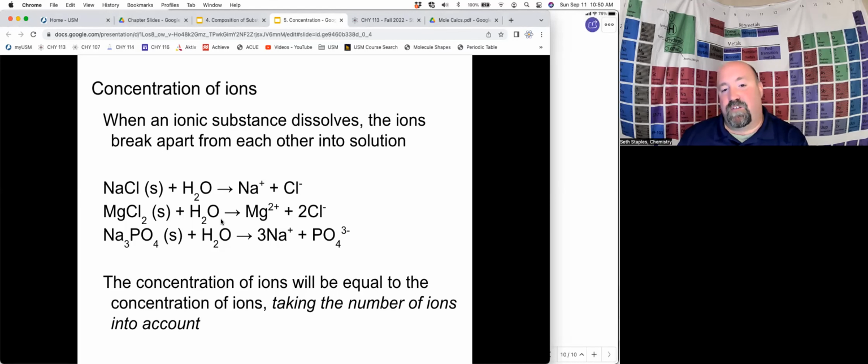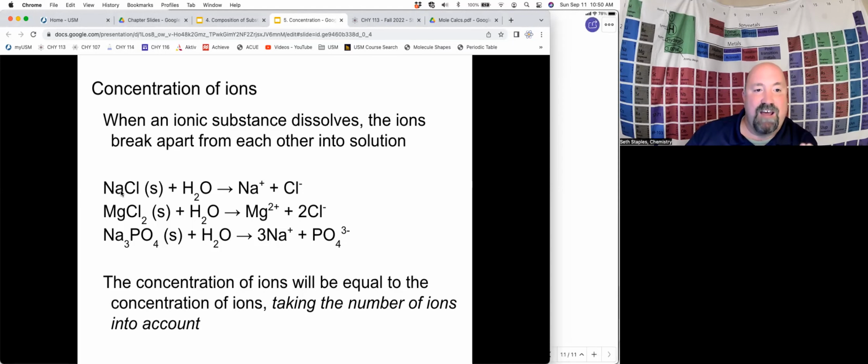One of the last things to talk about today is to discuss the concentration of actual ions. So remember that when an ionic substance dissolves, the ions actually break apart from each other into the solution. This is something we'll be getting into in a little more detail within a week or so. But for now, just know that this is what happens.